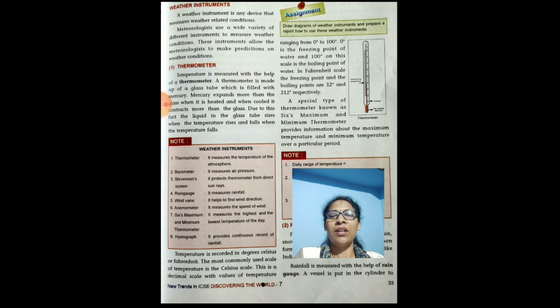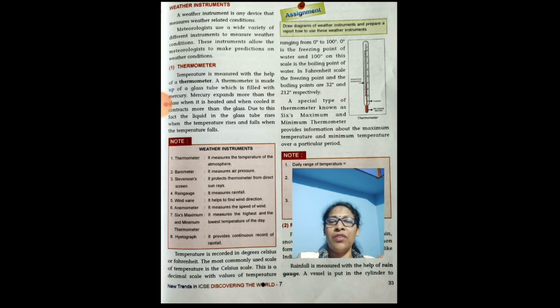So what is mercury? Mercury expands more than the glass when the temperature increases, and it contracts when the temperature decreases. Due to this fact, the liquid in the glass tube rises when the temperature rises and falls when the temperature falls.